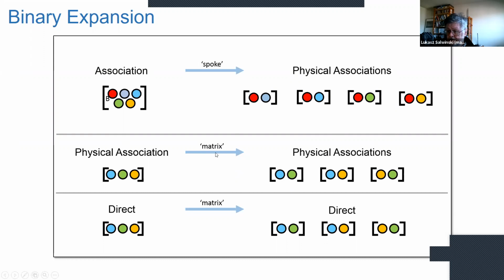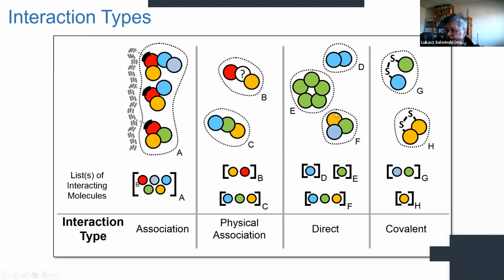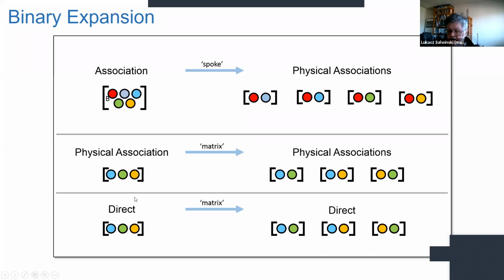This is the so-called matrix representation, and the resulting type is going to be physical. In case of direct interactions, we are guaranteed that we're dealing with a case like this. So then every pair of distinct proteins is in direct contact. So then direct interactions can be expanded according to the matrix model into a series of pairwise interactions that are direct as their type.